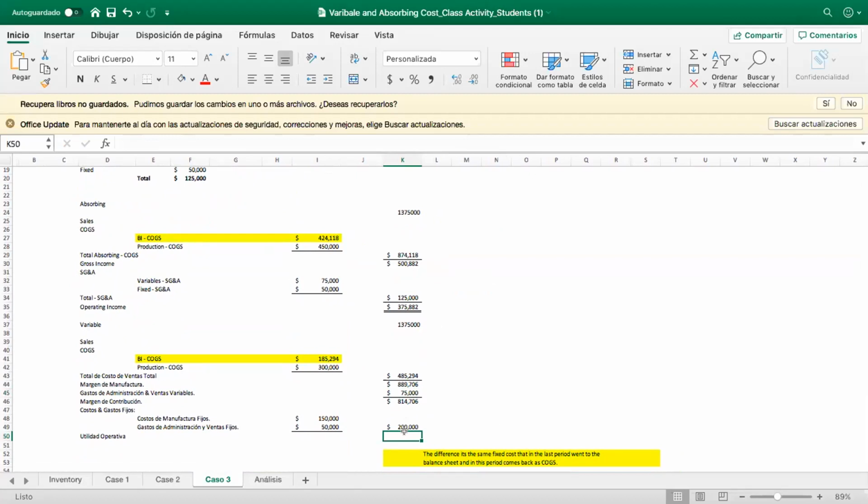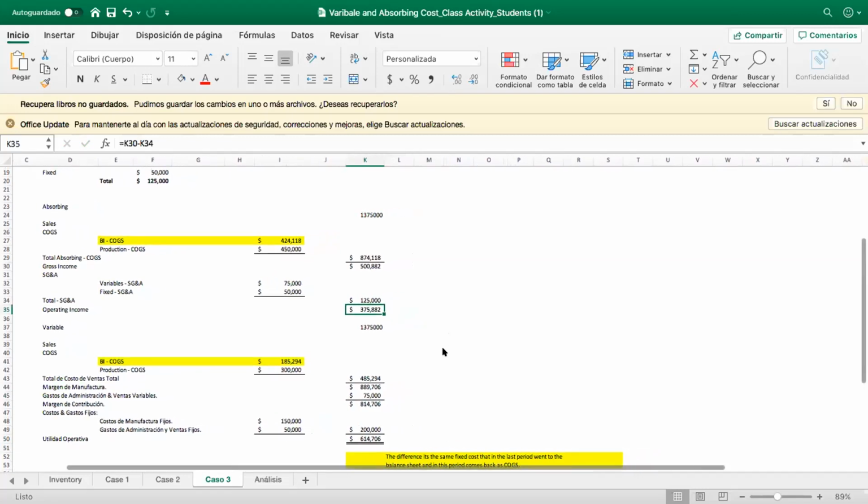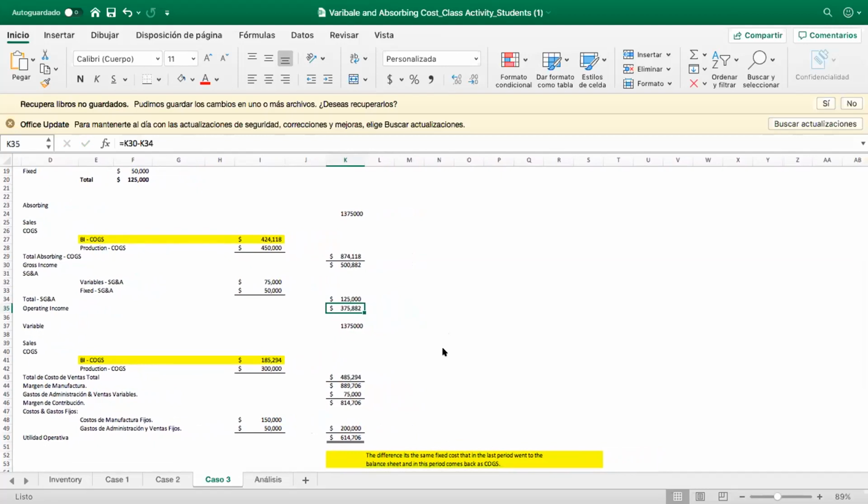I'm sorry I didn't translate that there. So yeah, you need to subtract the 814,000 minus the 200. That one minus 200. And now check if what you did is correct. Just take the difference between the 2 operating incomes, both methods. The difference between the 2 operating incomes.